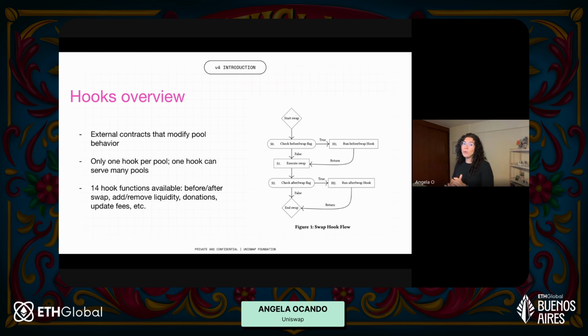But now if you go back to hooks, as I mentioned, these are just external contracts that modify the pool behavior, meaning that before and after the swap, as you can see in the swap hook flow, the system is going to check the before swap flag. And then if you added some custom logic, using the functions available that I'm going to mention, it's going to return that and then execute it. But then after the swap, it's going to check the after swap flag. And if you added some custom logic, it's going to return it. If not, it's just going to end the swap. As I mentioned, there are 14 hook functions.